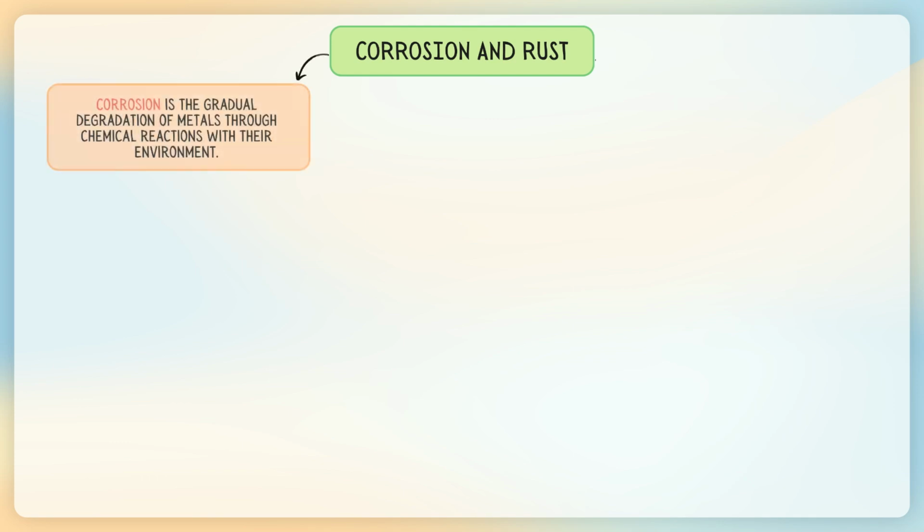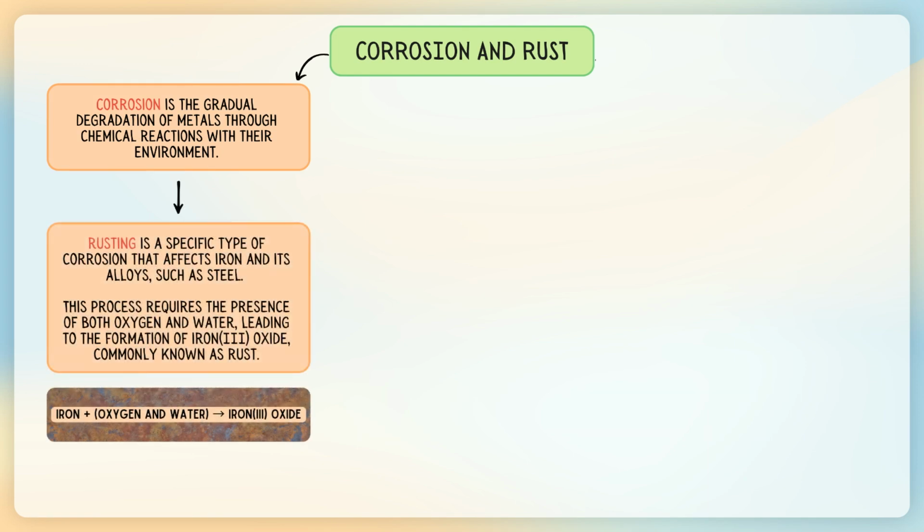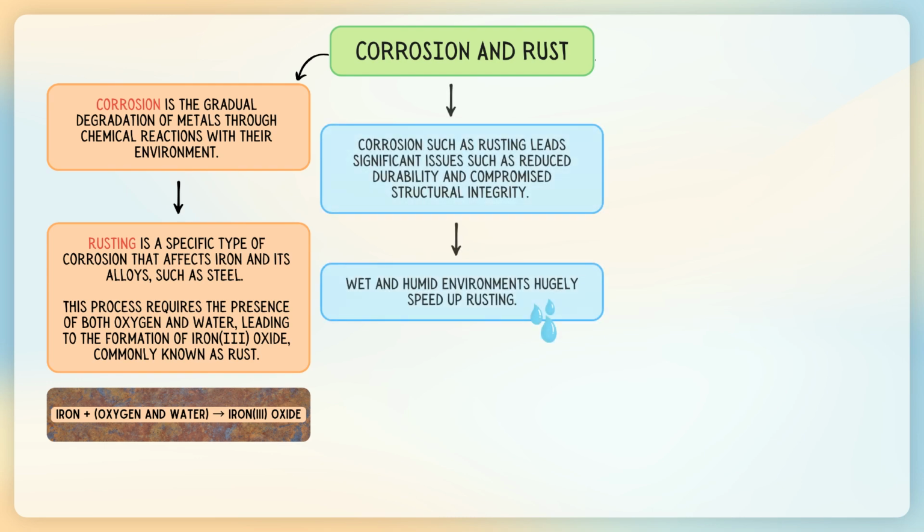In today's lesson, we delved into the concept of corrosion and its impact on materials, particularly metals. We focused especially on rusting, a specific type of corrosion that affects iron and its alloys, such as steel. This process requires the presence of both oxygen and water, leading to the formation of iron-3 oxide, commonly known as rust. We discussed how corrosion leads to significant issues such as reduced durability and structural integrity.